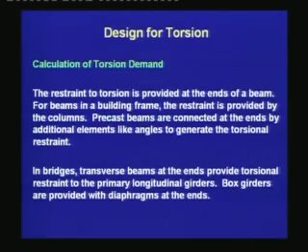Next, we shall be discussing some general comments in the design for torsion. The restraint to torsion is provided at the ends of a beam. For beams in a building frame, the restraint is provided by the columns. Precast beams are connected at the ends by additional elements like angles to generate the torsional restraint. In bridges, transverse beams at the ends provide torsional restraint to the primary longitudinal girders. Box girders are provided with diaphragms at the ends.